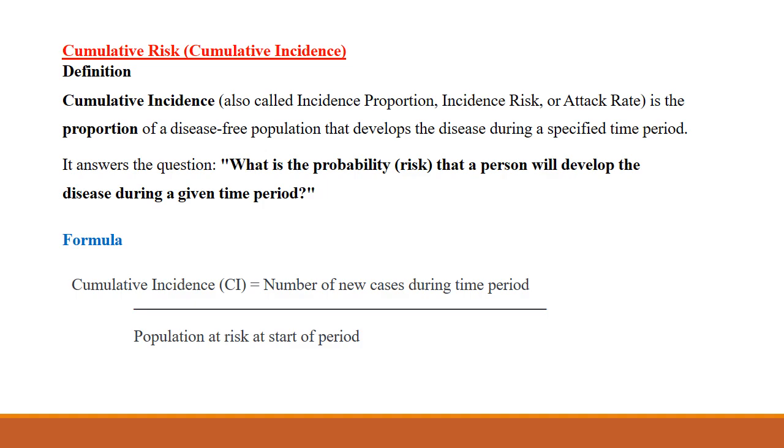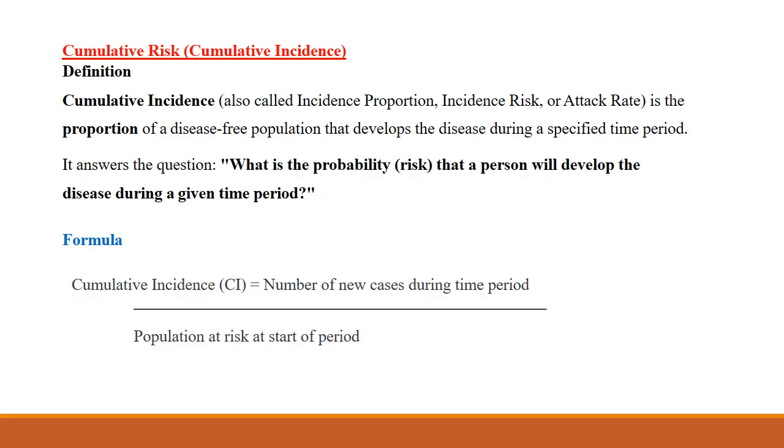Cumulative risk. Cumulative incidence, also called incidence proportion, incidence risk, or attack rate, is the proportion of a disease-free population that develops the disease during a specified time period. It answers the question: what is the probability, what is the risk, that a person will develop the disease during a given time period.